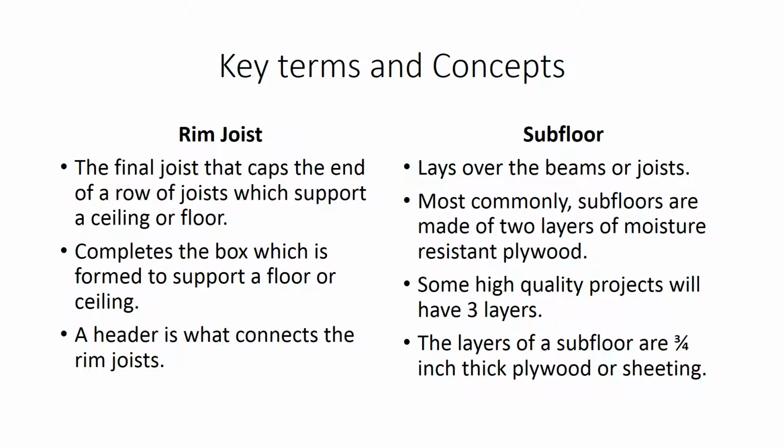A rim joist is a final joist that caps the end of a row of joists which support a ceiling or floor. This completes a box which is formed to support a floor or ceiling. A header is what connects the rim joist.